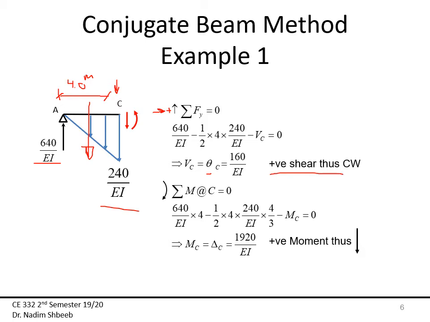Since I have a positive shear, then the rotation of this angle is clockwise, and we got the same result as the moment area method. But again, it's a little bit simpler because I really don't have to know what the deflected shape looks like.